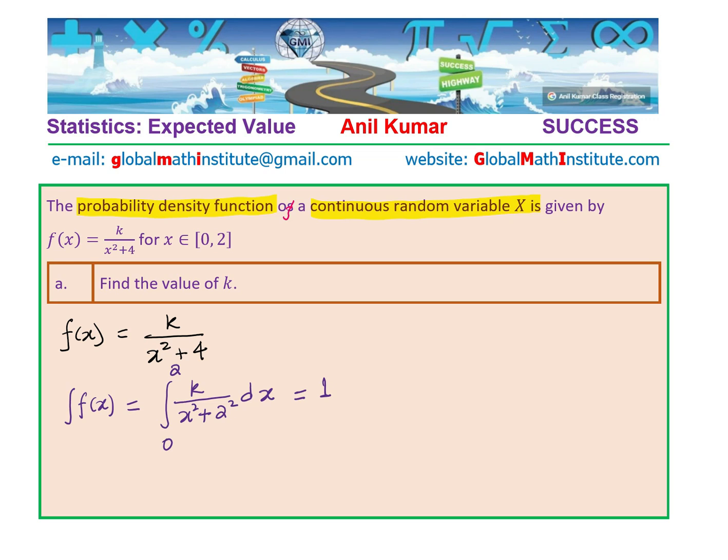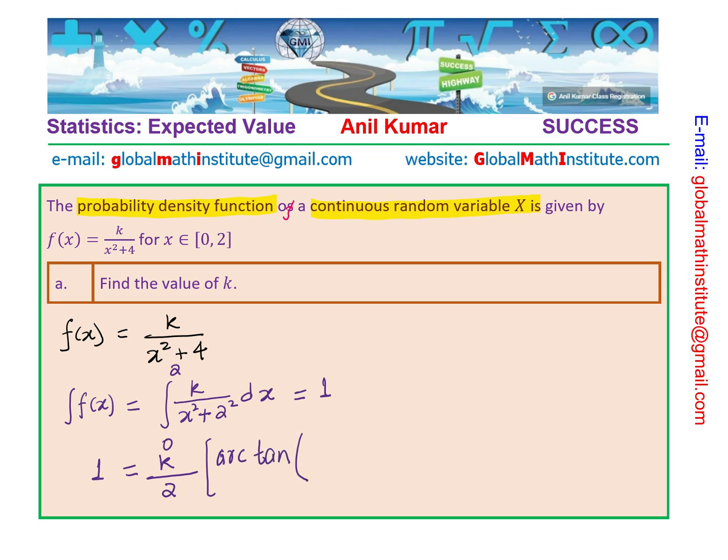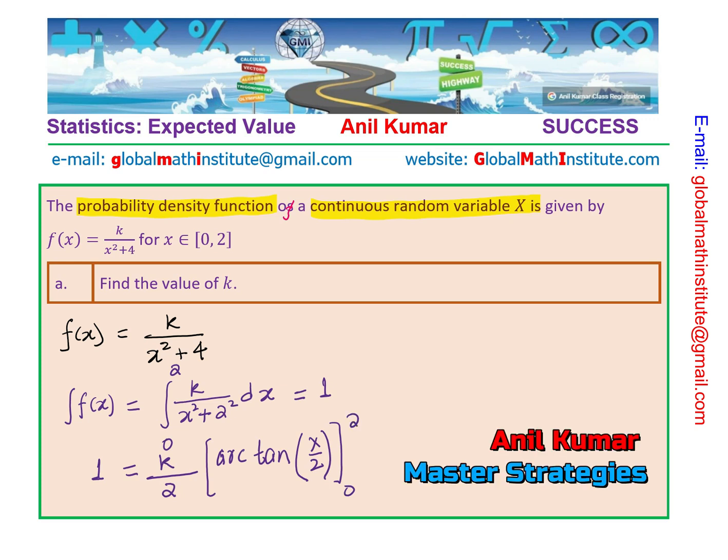As we just saw the formula for this, we can write this as 1 over, now k is a constant so I can take k outside, over 2, and then we have tan inverse, arctan of x over 2, from 0 to 2. Makes sense? So that is how we are going to get the value of k.